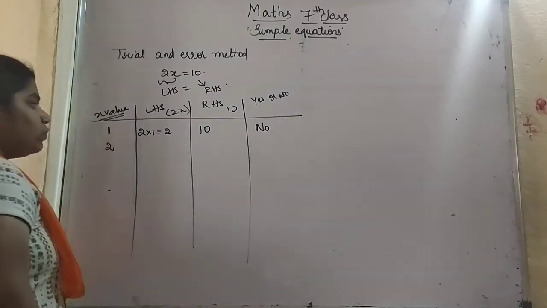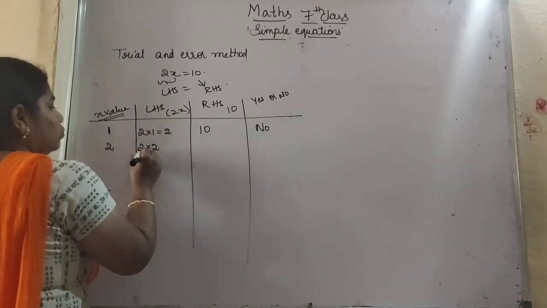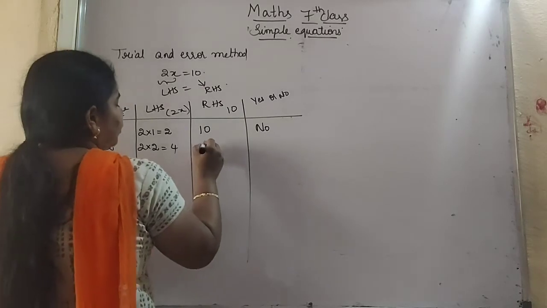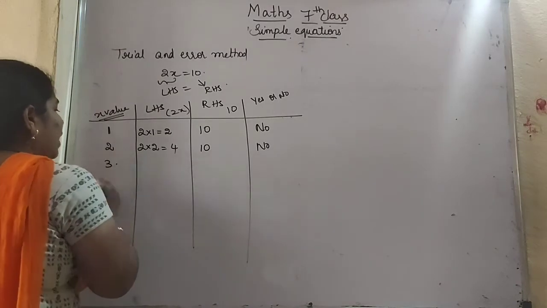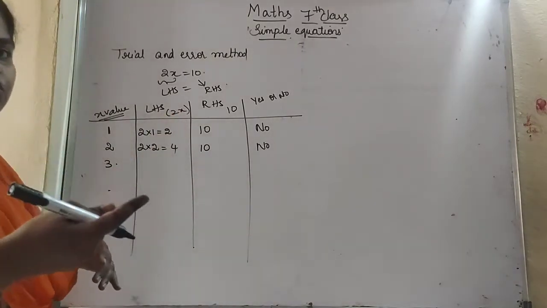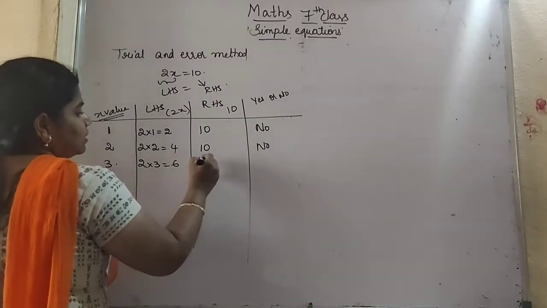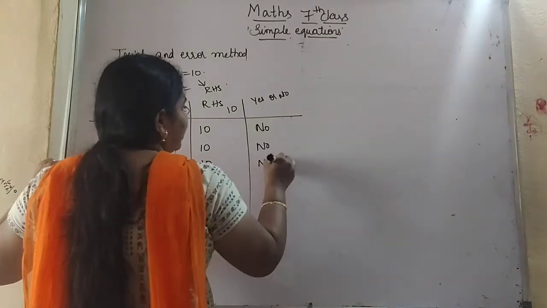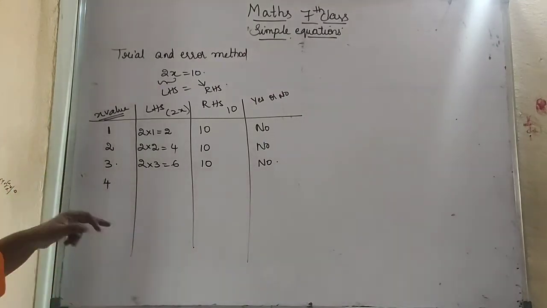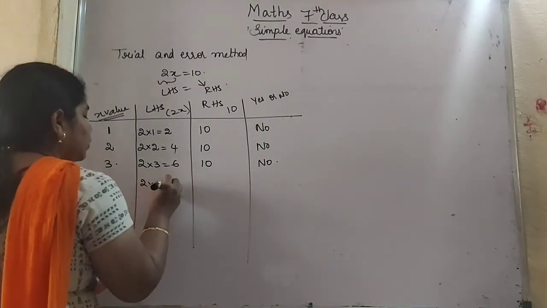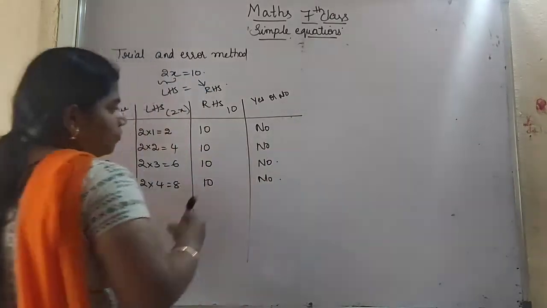Now I am substituting x as 2. That is 2 into 2, which is 4. 4 is not equal to 10, so here we write no. Next, in place of x I substitute 3. 2 into 3 is equal to 6. 6 is not equal to 10, so here also you get no. Now I am substituting x as 4. 2 into 4 is 8. 8 is not equal to 10, so here you get no.